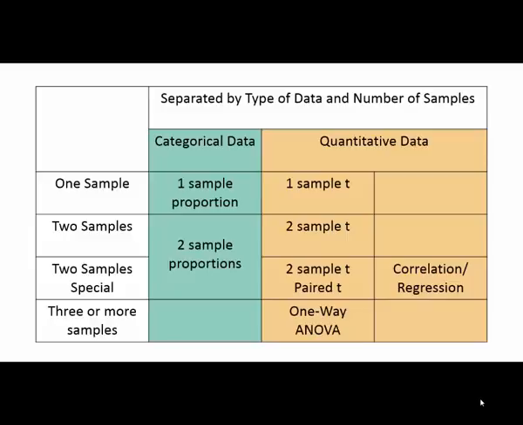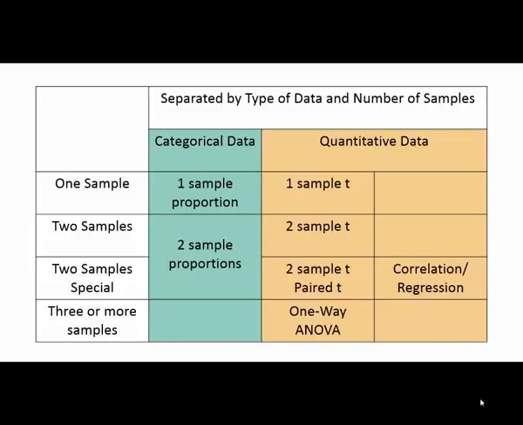Alright, so now I'm separating my tests based on the two questions we've asked. Categorical versus quantitative data, and do I have one sample, two samples special, or three or more samples? So for example, if I have categorical data, and I have one sample, I'm using what's called a one-sample proportion test. With two samples, I'm using a two-sample proportion test. The names are pretty obvious. Just to let you know, if you have more than two samples and you're looking at categorical data, there is another test called a chi-square test. It's not as commonly used in healthcare, but I wanted you to know it exists.